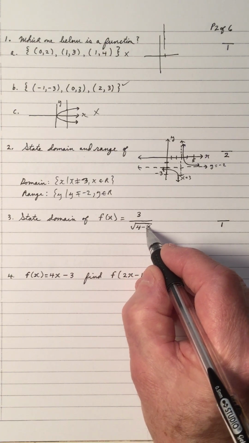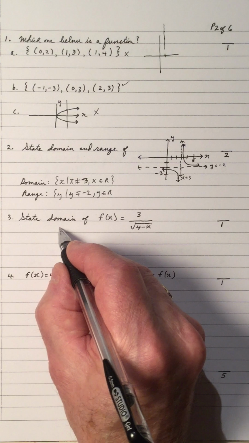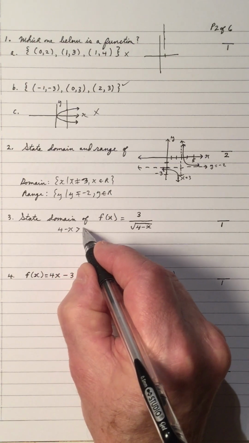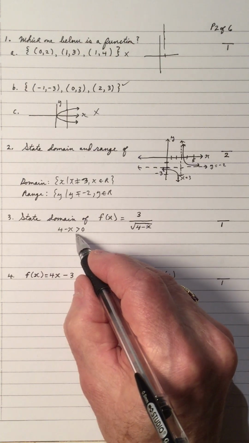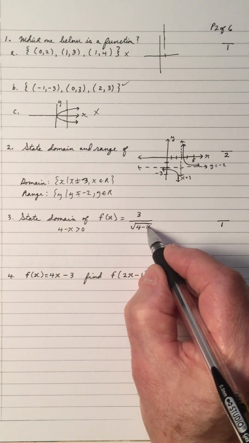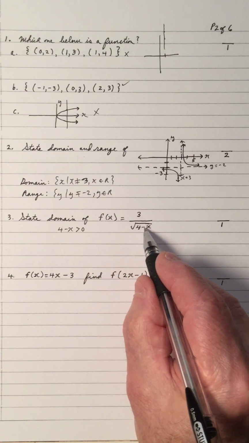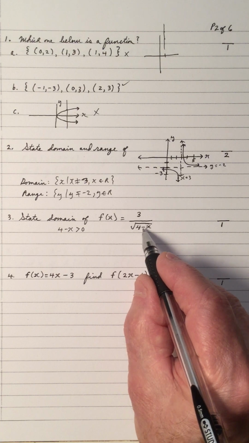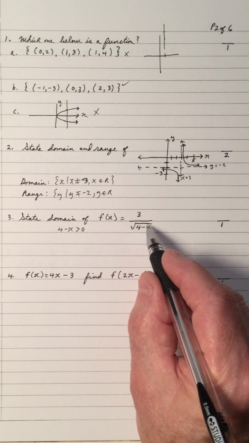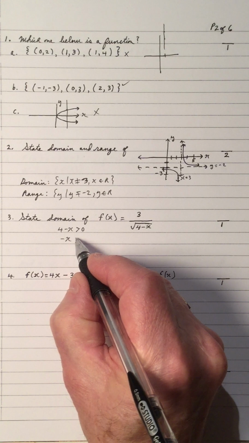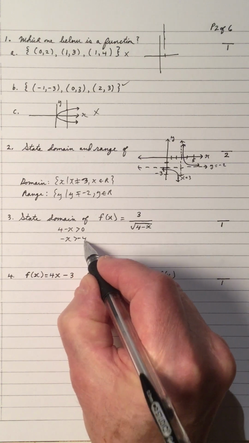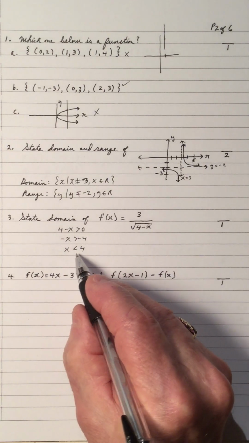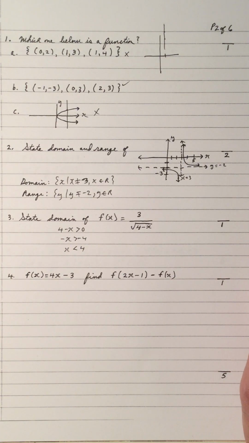State the domain of f of x. Notice that it's the root here. So 4 minus x has to be greater than 0. And notice we can't say equal to 0 because division by 0 is undefined. So what's inside the root has to be greater than 0, not greater than or equal to 0. We can't have equal to 0 because it's a fraction. So solve this. Negative x is greater than negative 4. Divide by negative 1. X is less than 4. If you have x is less than 4, give yourself a mark.